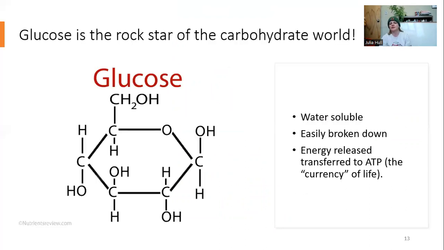Okay, glucose, this is the rock star of the carbohydrate world. It is soluble in water, and it's easy for us to break down. The energy that is released in the breakdown of glucose is transferred to a molecule called ATP that we'll talk a lot more about. I talk a lot about biology and ecology in terms of economics, because really what we're trading in is energy. ATP is the currency of life. ATP is where the money is, and glucose is how we earn the money. So glucose is a really important molecule.